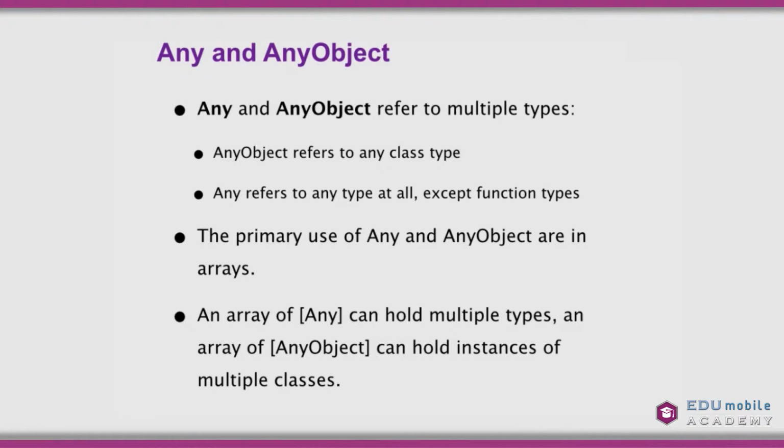First, I want to talk about something called Any and also AnyObject. Any and AnyObject are types in Swift that are kind of meta types. They refer to multiple types. AnyObject can refer to any class type, any type that we derive from a class type. And Any can refer to any type at all, except for function types that we talked about when we were talking about functions, and method types, let's say. The primary use of Any and AnyObject are in arrays.